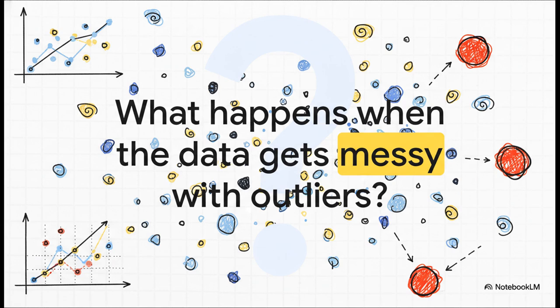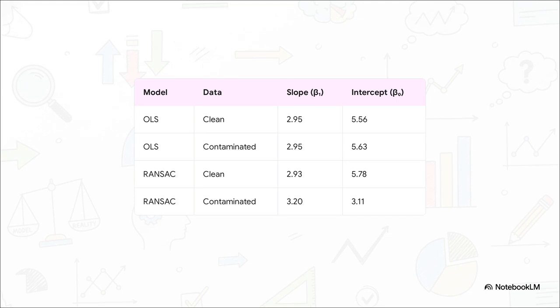The other way reality gets messy is, well, with messy data. What happens when you have those weird data points, the outliers, that just don't seem to fit the pattern at all? Now check out this table from the OTS Canadian Journal. This is fascinating. Look at the top two rows. That's the standard, run-of-the-mill regression. When you throw in some contaminated data, some outliers, the numbers barely move. Now, that looks stable, but it's actually really bad. It means the line is being subtly pulled off course.